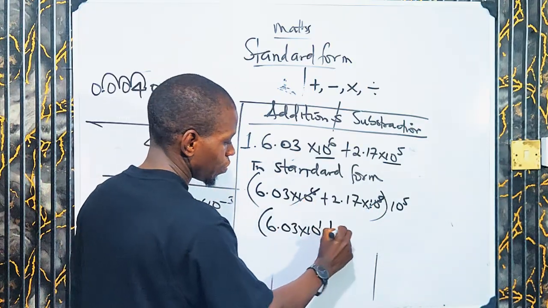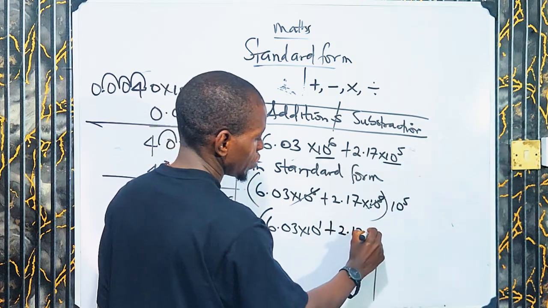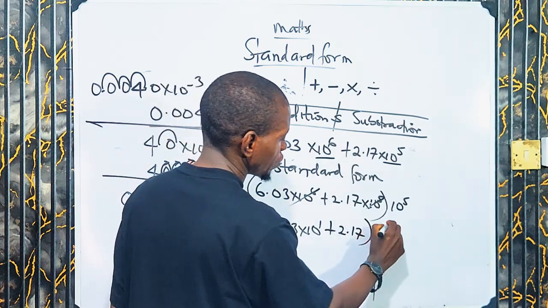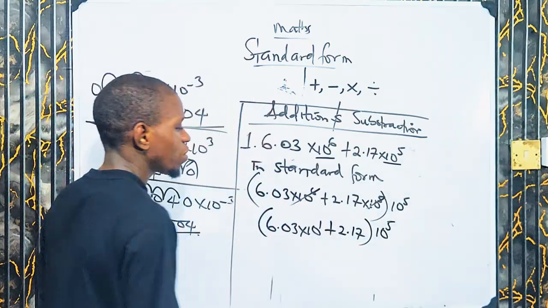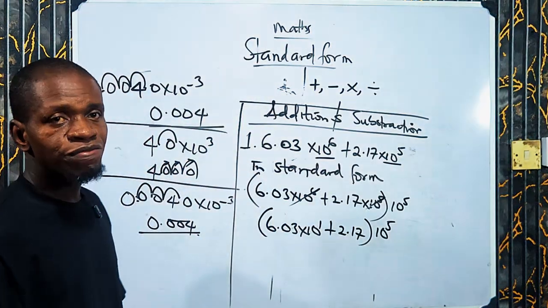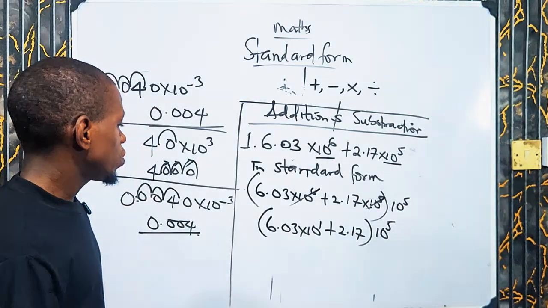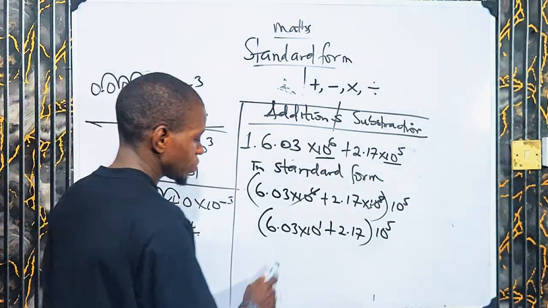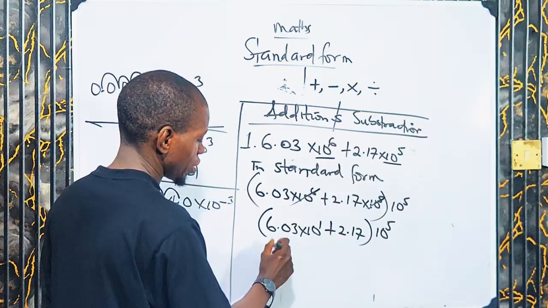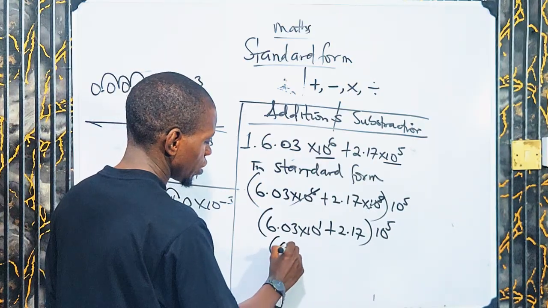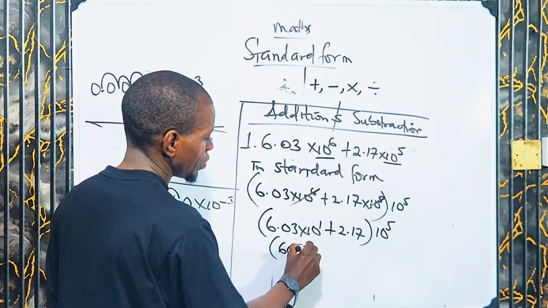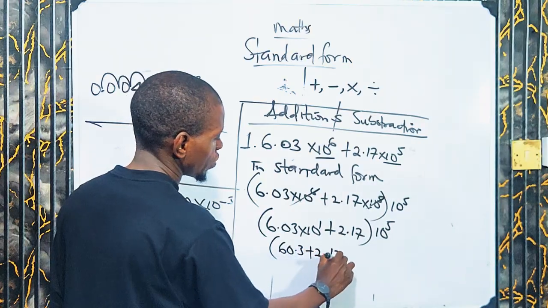So, okay, plus 2.17. Okay, that's all that we have. We have 10 to the power 5. So we have gotten our common factor this way. This is one of the ways that you can use to solve the question. So what next am I going to do? I can just multiply these two numbers together. When I multiply these two numbers together, it's going to give me 60.3, okay, plus 2.17.